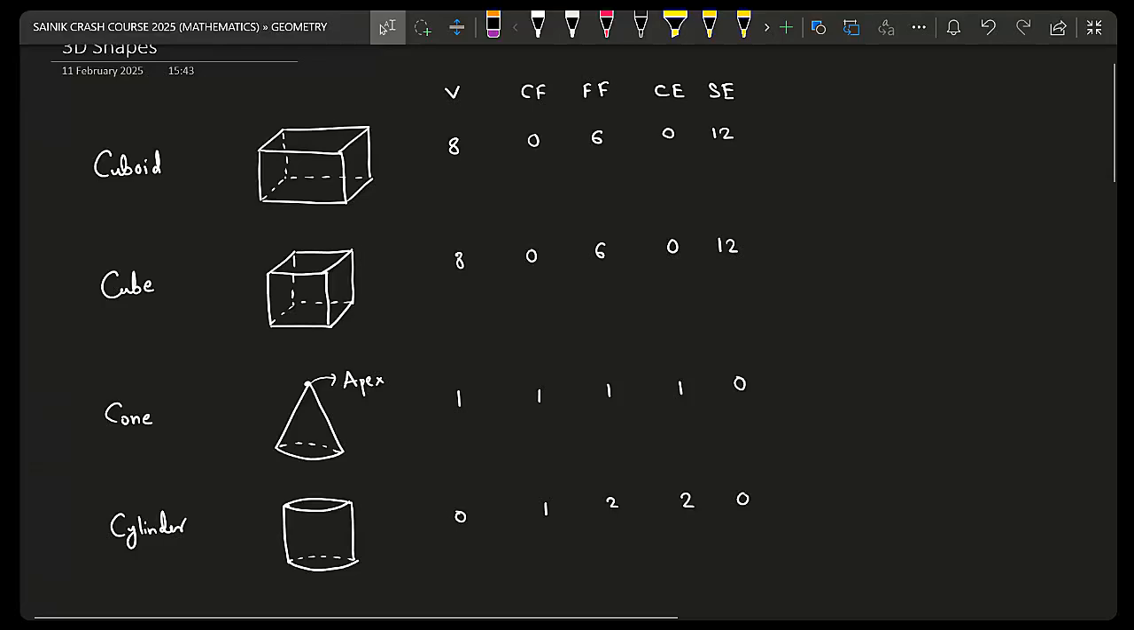Sir, apex means the edge of the cone. Not edge. It is a vertex. The vertex of the cone is called the apex. Sir, vertex means where the corner is. Vertex means a point-like corner shape, right? Sir, where two lines are joining, that is called a vertex. Vertex means wherever a point-like structure is there, that is called the vertex.